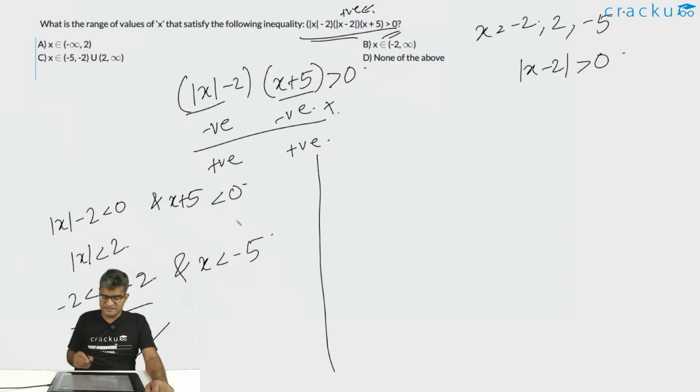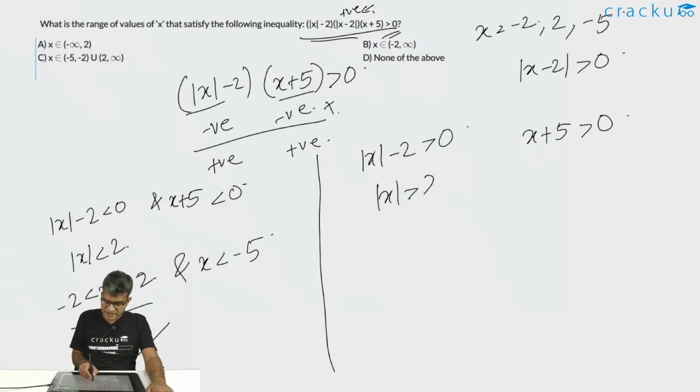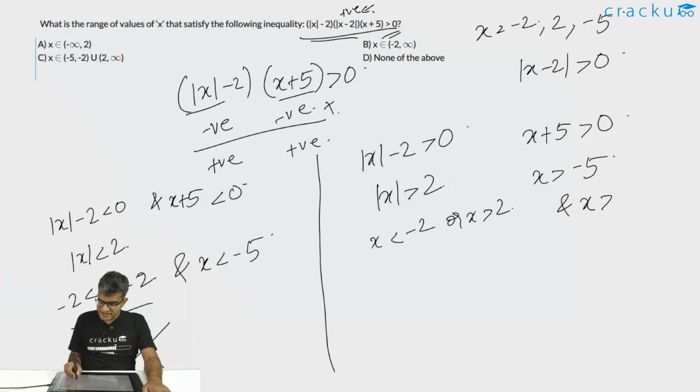Let us look at the other case where both of them are positive. So we want modulus of x minus 2 to be greater than 0 and we want x plus 5 to be greater than 0. So we want modulus of x to be greater than 2 and we want x to be greater than -5. If modulus of x is greater than 2, x is either less than -2 or x is greater than 2, and we want x to be greater than -5. So we want x to be greater than -5. We also want x to be either less than -2 or greater than 2.